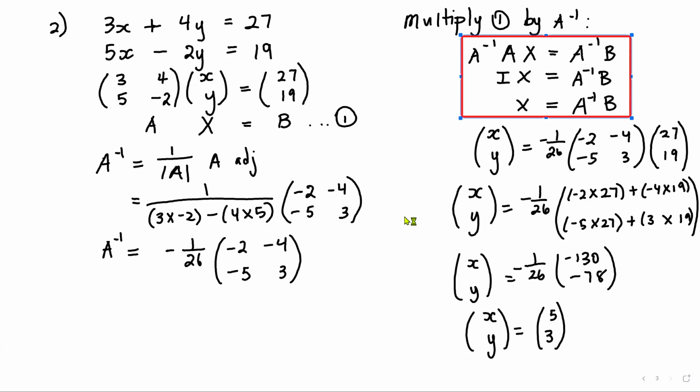Right. So let's do another one, and then I'm going to give you all some to try. Right. So say we have 3x plus 2y is equal to 1. And then x plus 4y is equal to negative 3.